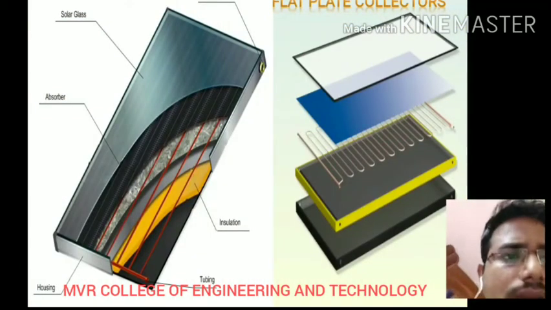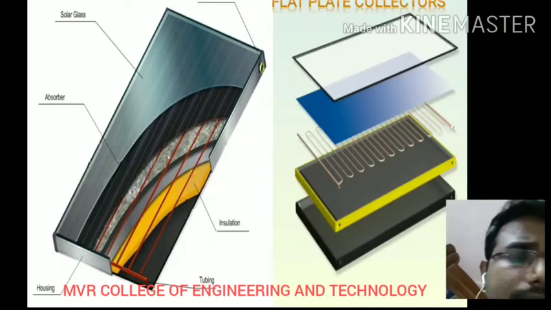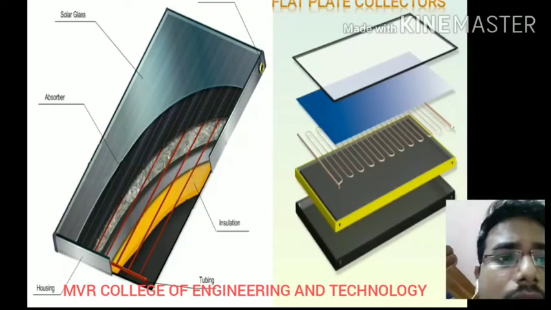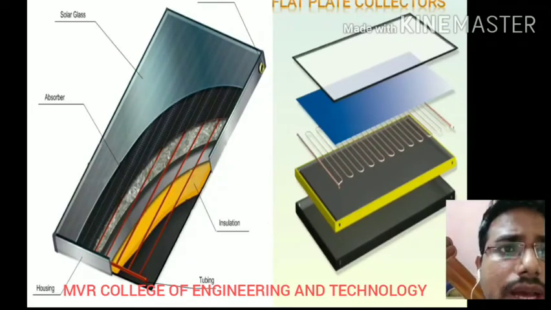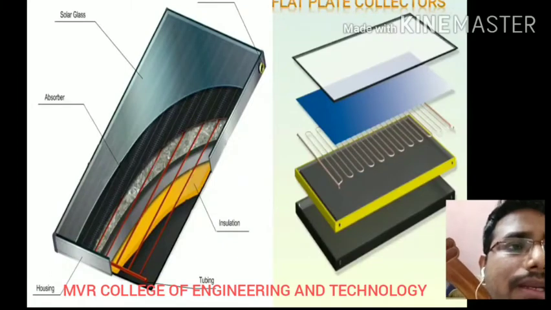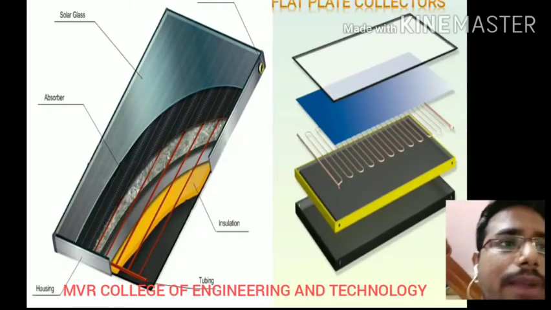We can see these flat plate collectors. There is a water inlet and outlet in these flat plate collectors. So the water will be heated and come outside through the tank. There will be housing, tubing, insulation, an absorber, which absorbs the heat, and a solar glass. Like this, the flat plate collectors will collect the heat, and the water will get heated and be sent to the hot storage tank. So this is about flat plate collectors.